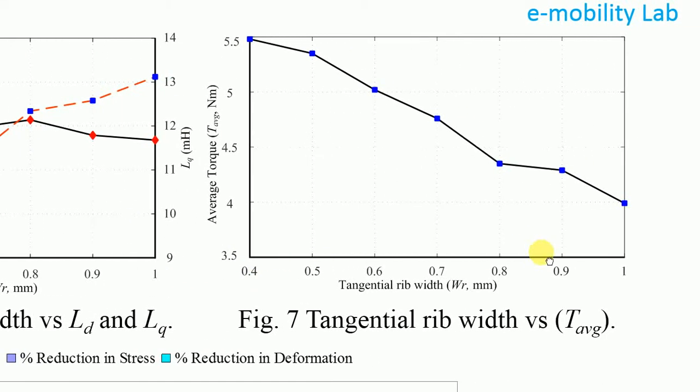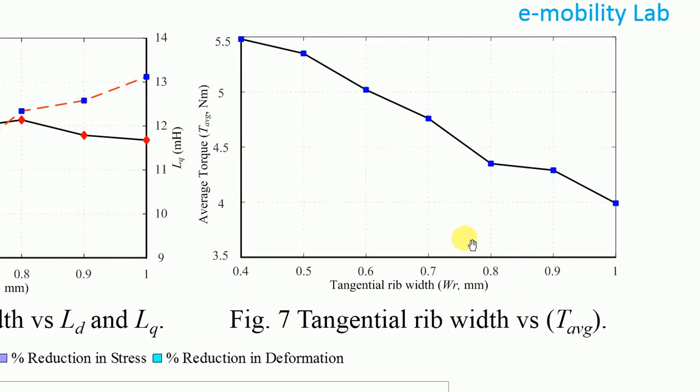Again, in this figure I am just showing the average torque in Newton meter with the variation in the rib width. You can see when it is 0.4, it is around 5.5 and it is coming to 4. We have a 1.5 Newton meter decrease in torque for 0.6 mm. We started from 0.4 and ended at 1.